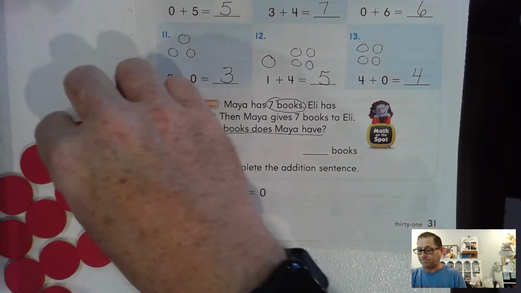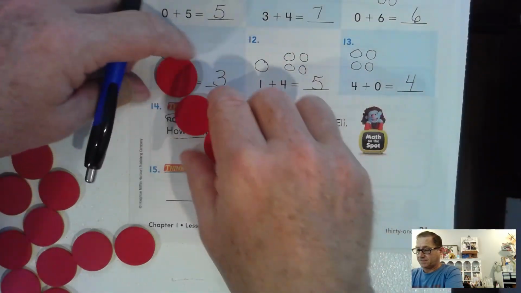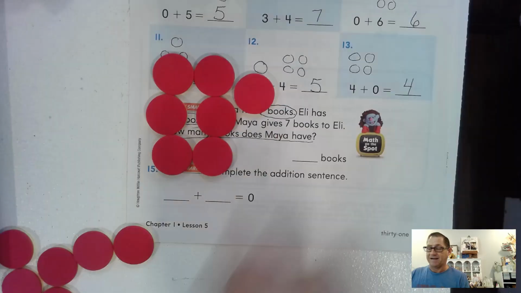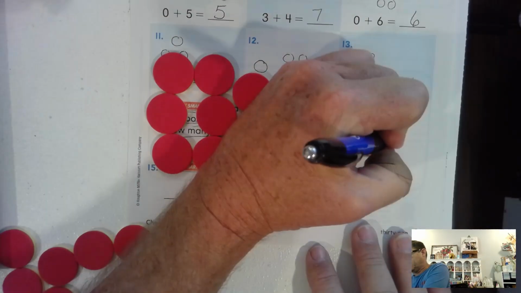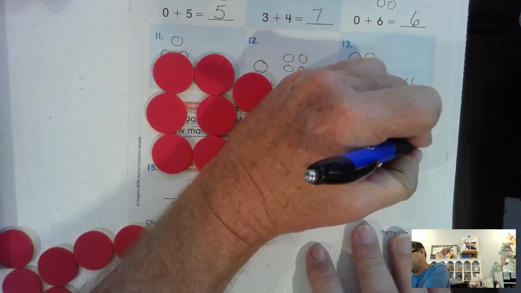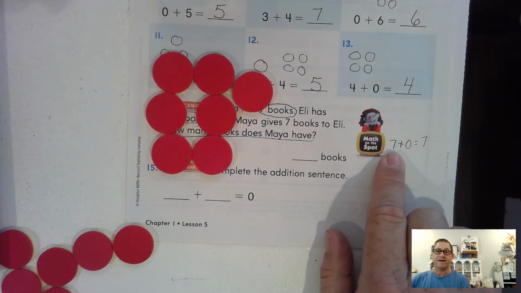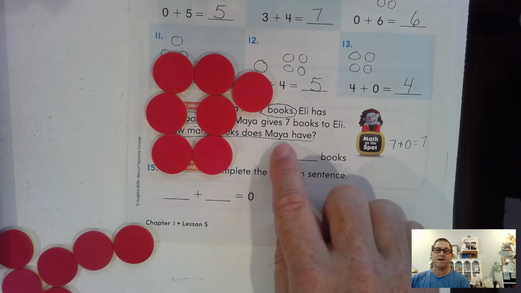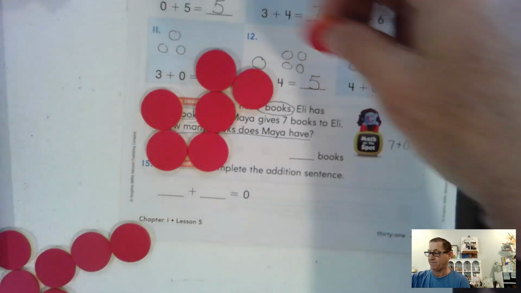Okay, so if we show the 7, 3, 4, 5, 6, 7. All right, so she has 7. Eli has 0. So right now, the two of them have 7 books total, right? Maya has 7. Eli has 0. Now, what happens if Maya gives the 7 books to Eli? How many will she have?